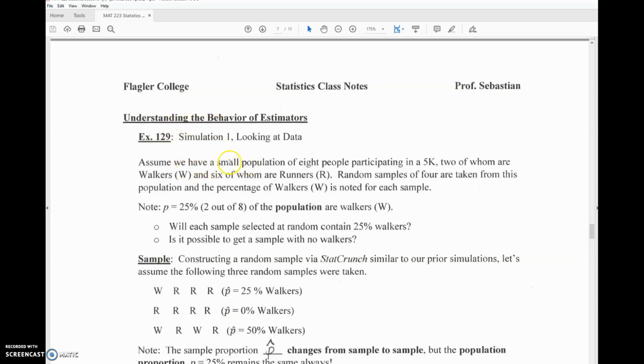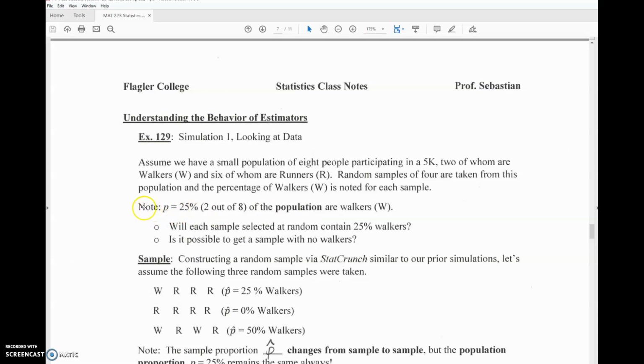Assume that we have a small population of 8 people. They're participating in a 5K run, a 5-kilometer run, 2 of whom are walkers and 6 of whom are runners. So of the 8 people in the population, 2 are walkers, which we'll label W, and 6 are runners, R. I'm going to take random samples of 4 people from this population of 8, and then compute the percentage of walkers in each sample.